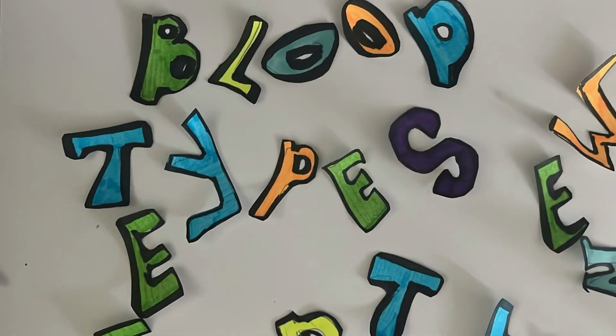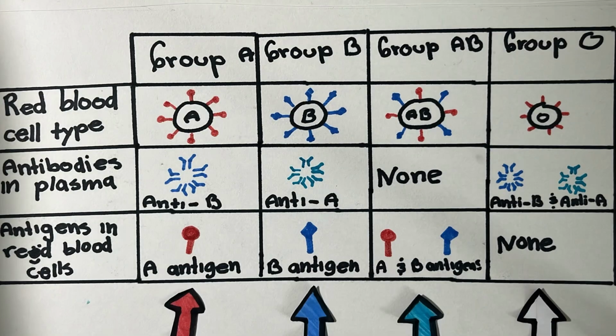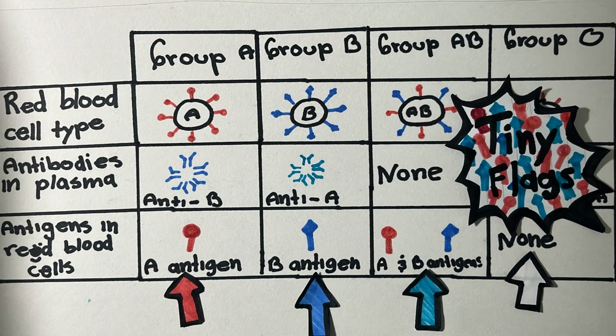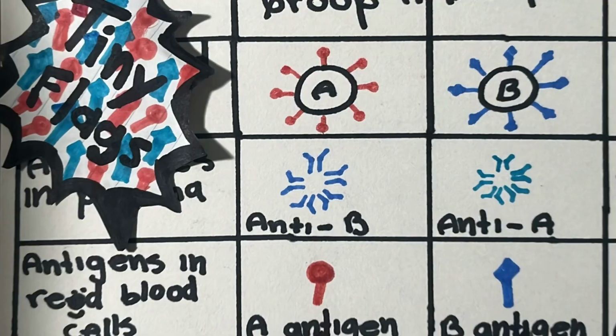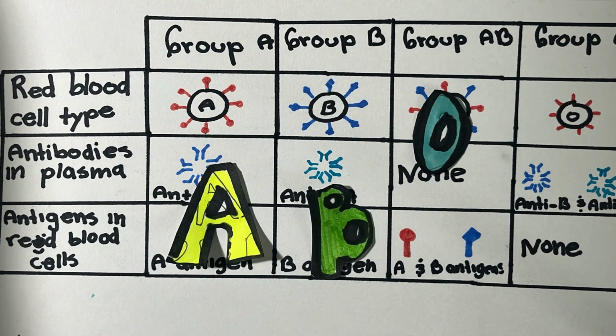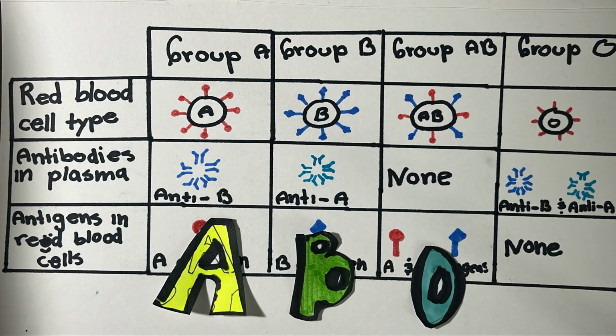Blood types are determined by the presence or absence of certain antigens on red blood cells. These antigens are like tiny flags that identify your blood type. There are two main groups of antigens, the ABO group and the Rh group. In the ABO group, there are 4 blood types: A, B, AB, and O.